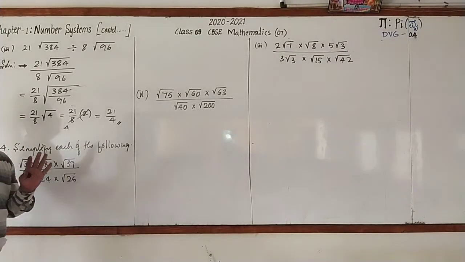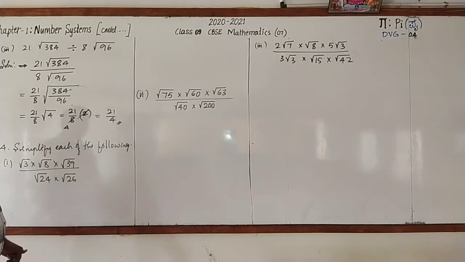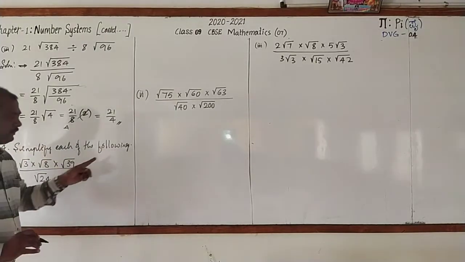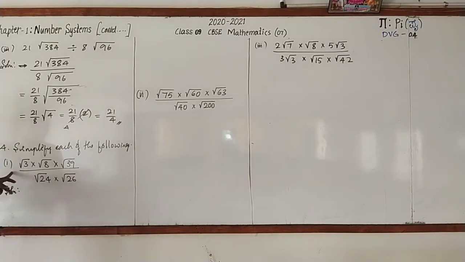See, all the 4 operations are over. Now, we have some more type which includes both multiplication and division. I have taken such problems. Observe this. Fourth one, simplify each of the following. Here, first one, root 3 into root 8 into root 39 all divided by square root of 24 into square root of 26. One interesting thing is, here all are square root only, right?